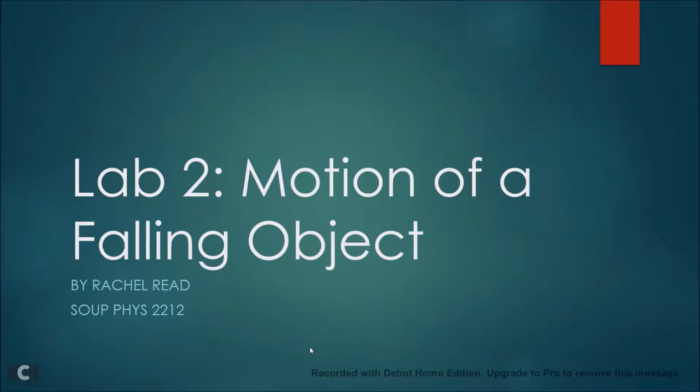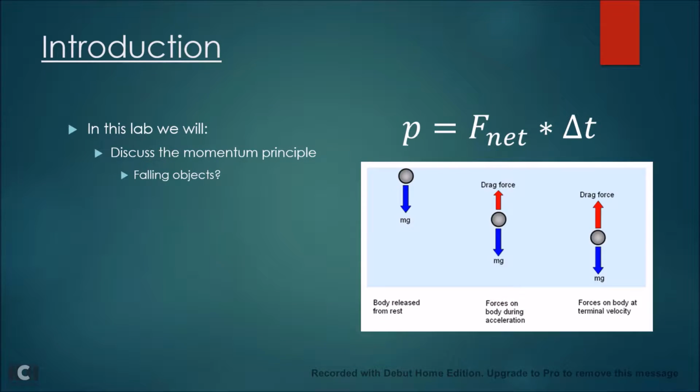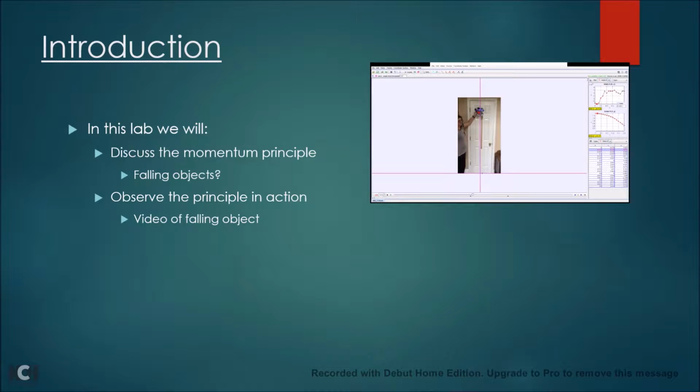Hi guys, I'm Rachel Reed, and this is my video lab report for Lab 2, the motion of a falling object. In this video, we will talk about the momentum principle as it pertains to falling objects, investigate this principle in real life by using tracker analysis on a video of a falling object, and then, using the data collected from our tracker analysis, we will create two computer models describing the object's motion.